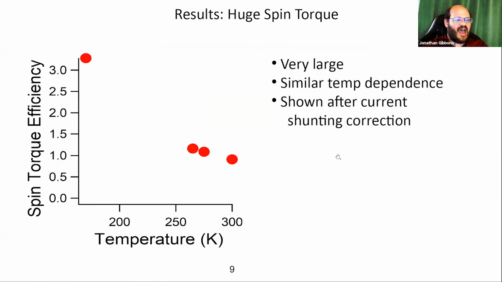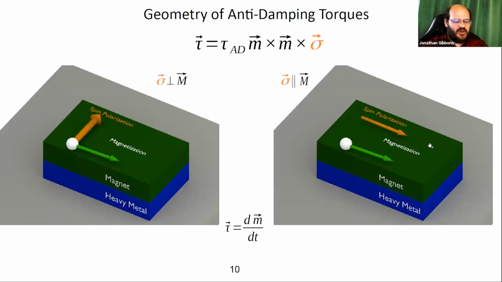So the result of that, we see enormous spin torque efficiencies. They're around a little over 90% at 300 Kelvin, and they're above 300% at 170 Kelvin. These are very, very large, but they also have very similar temperature dependence. They increase once again by a factor of about 3.5 from 300 Kelvin down to 170 Kelvin. So it seems like these could be from the same effect, but they appear to be a little bit contradictory.